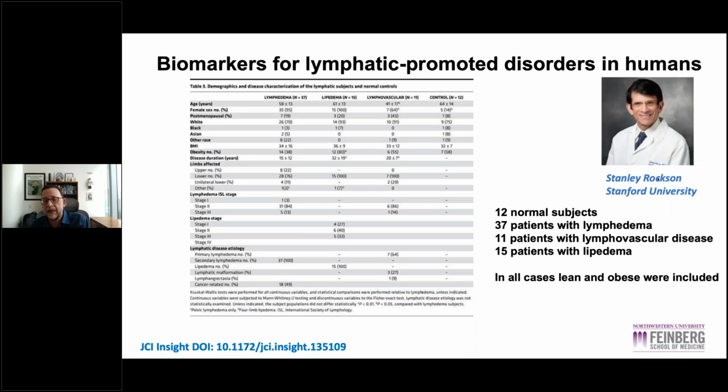And then we asked, okay, what was the issue in humans? We collaborated with Stan Rockson at Stanford University, who has samples of patients, and I know we are very aware this is a small sample number. It's not easy to collect samples and it's expensive. As you can see here, we have normal subjects, patients with lymphedema, vascular disease, and some with lipedema. Lean and obese were included as part of that study, and the same analysis of exosomes was done.